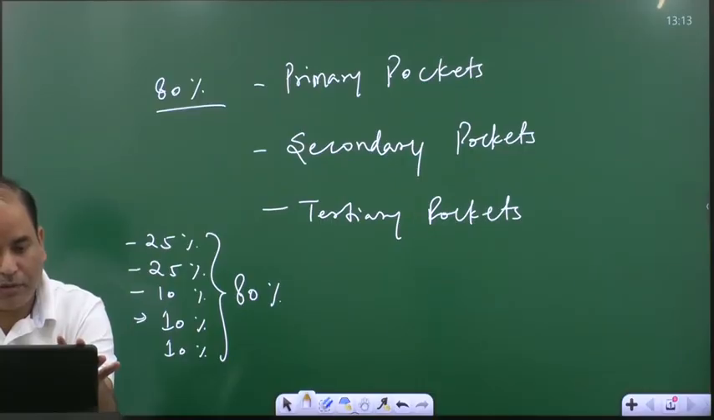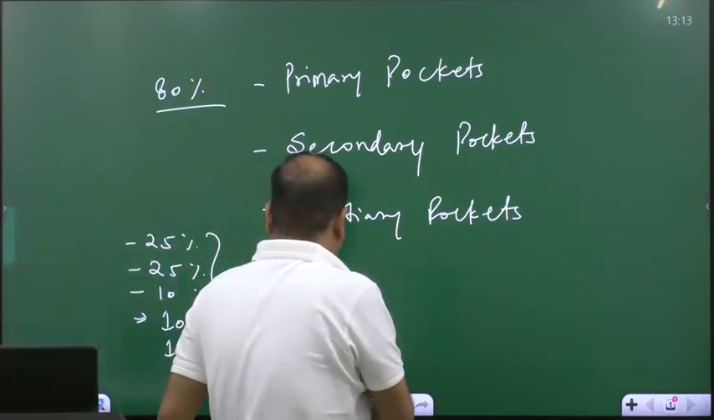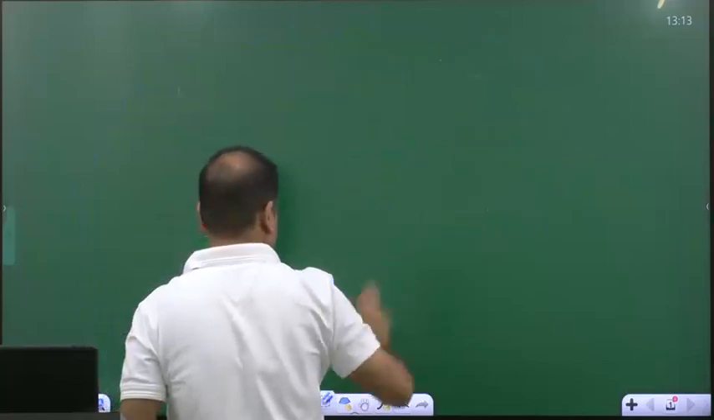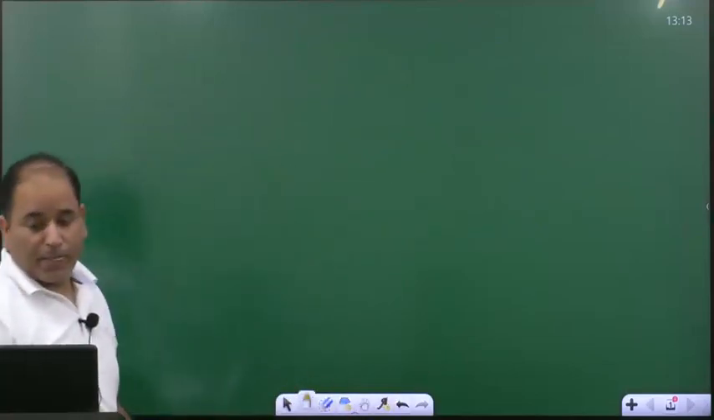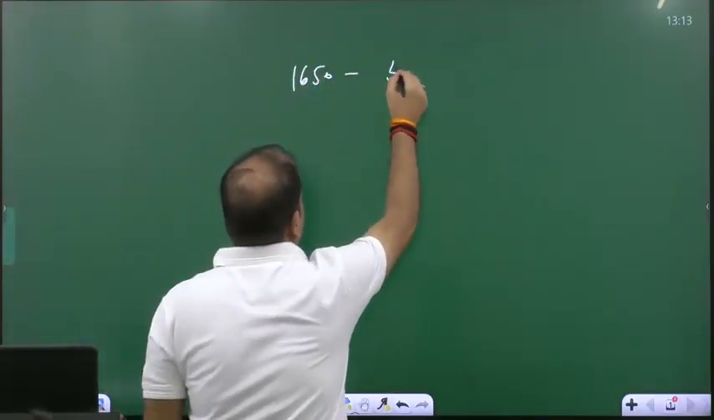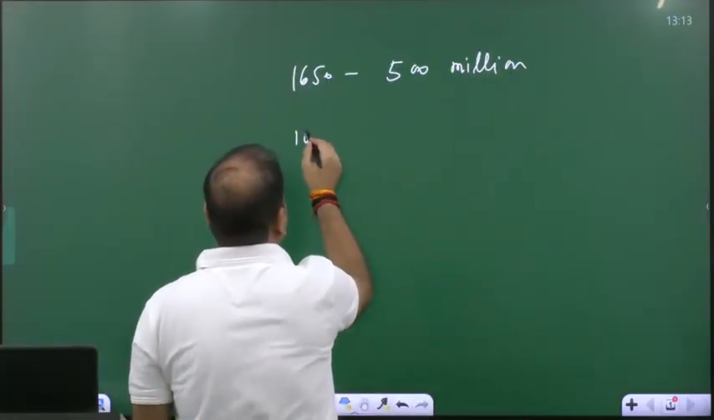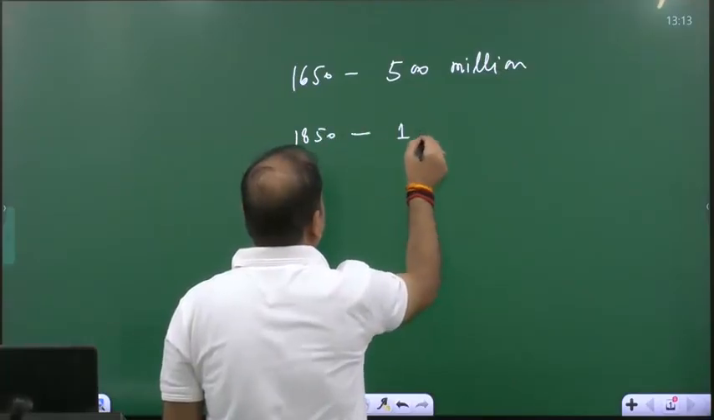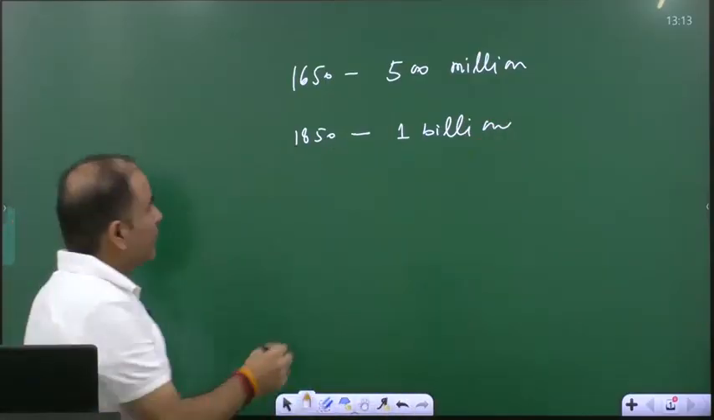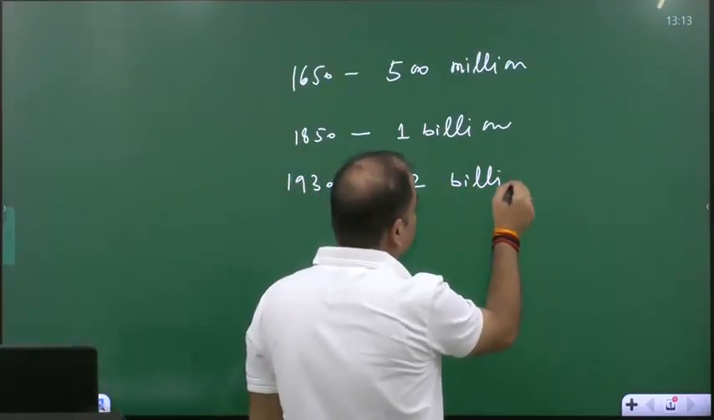Now we'll have a little bit elaborate discussion of this population distribution. Just note down the fact. Almost in 1650 we were having 500 million population, which has increased to 1 billion in 1850. Then in 1930 it has reached 2 billion.